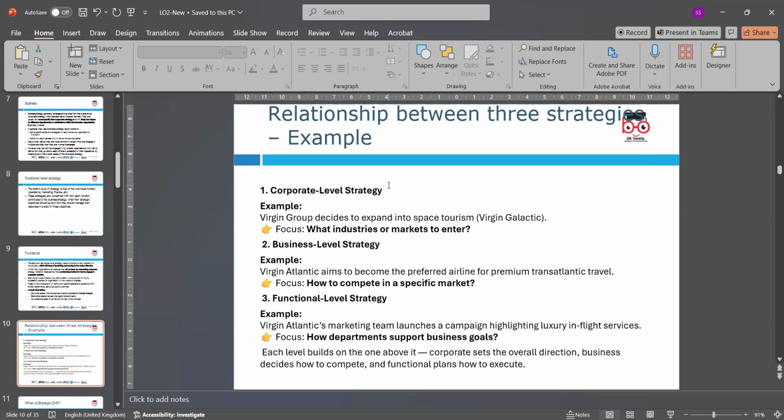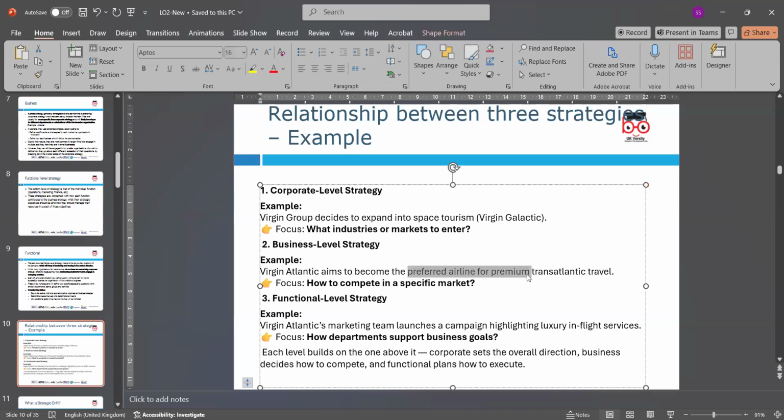Corporate level strategy: if we take the example of the Virgin Group, they decide to expand into space tourism. That is a strategy made on the corporate level. So what industries or markets are they going to enter? Now, business level strategy: how are they going to support this action? Virgin Atlantic aims to become the preferred airline for premium transatlantic travel. So now they want to be more specific.